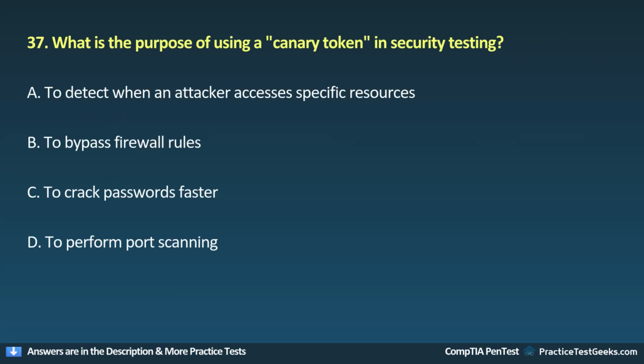37. What is the purpose of using a canary token in security testing? A. To detect when an attacker accesses specific resources. B. To bypass firewall rules. C. To crack passwords faster. D. To perform port scanning.